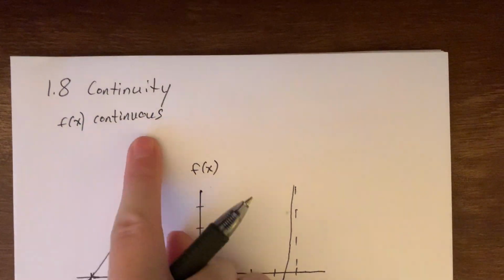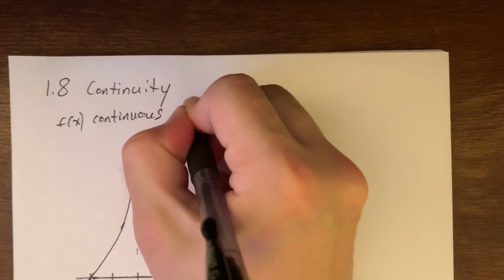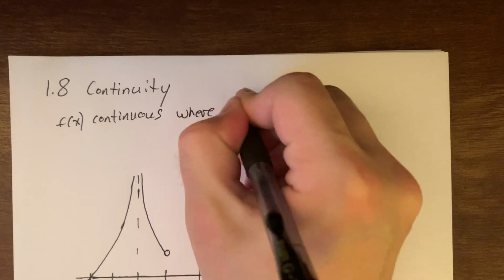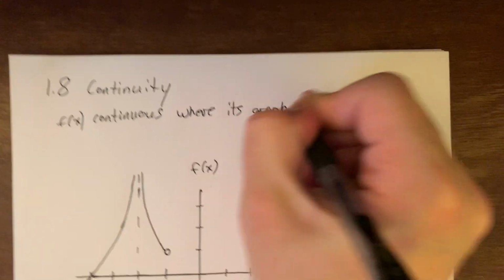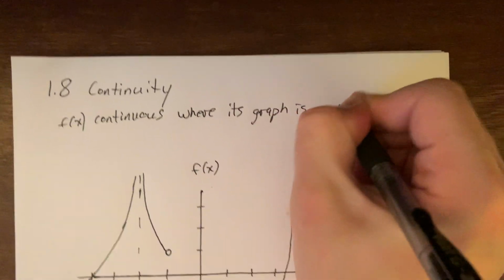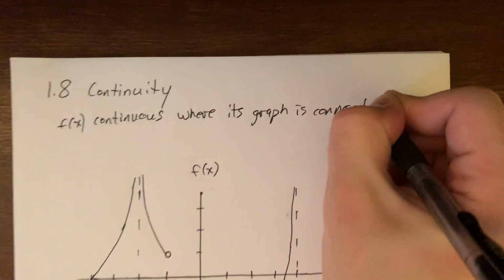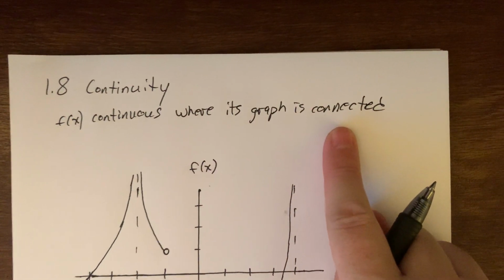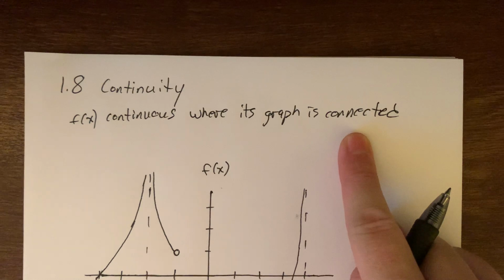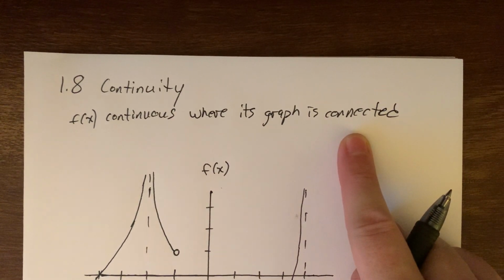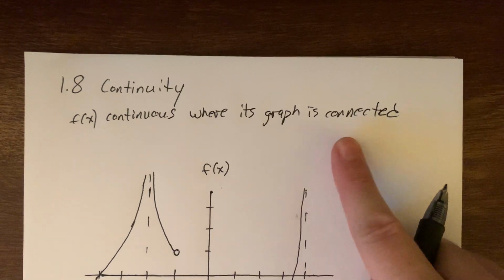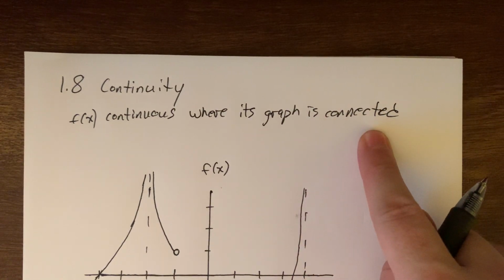My function f of x is continuous where its graph is connected. That is the synonym that we want to establish. That when we understand the idea of continuity, that there's this aspect of connection, that its graph is connected.